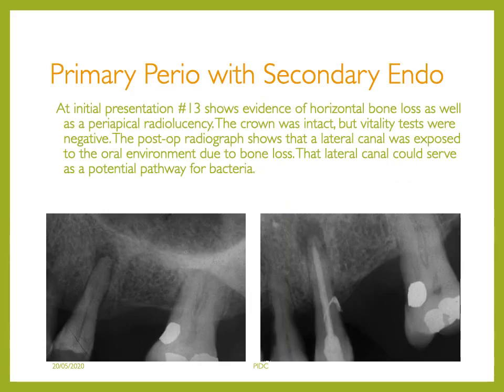So there is one example. You can see in 1.3 evidence of horizontal bone loss as well as periapical radiolucency. The crown was intact but vitality tests were negative. In the postoperative radiograph, you can see a lateral canal was exposed to the oral environment due to the bone loss. So it can act as the portal of entry for the bacteria.